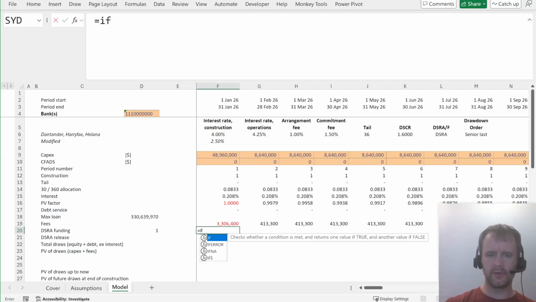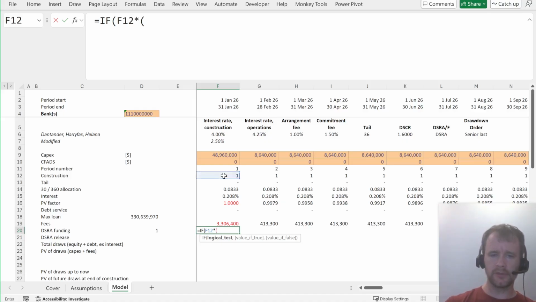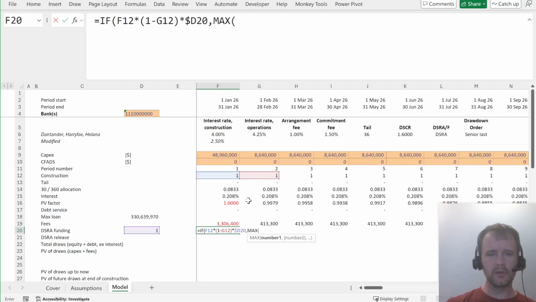Then we're going to say if, so we'll fund the debt service reserve account in the last period of construction. So we're going to say if construction times 1 minus next period. In other words, if we're in construction, but the next period is not construction, which is to say we're in the last period of construction, and if we are in the land of debt service reserve account, because this will sometimes be DSRF or none in the case of the test banks. So if that's true, then I just want the max of the debt service line.